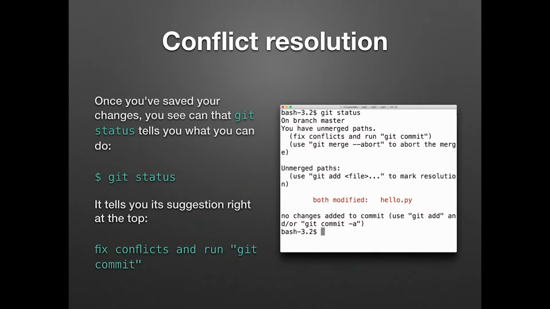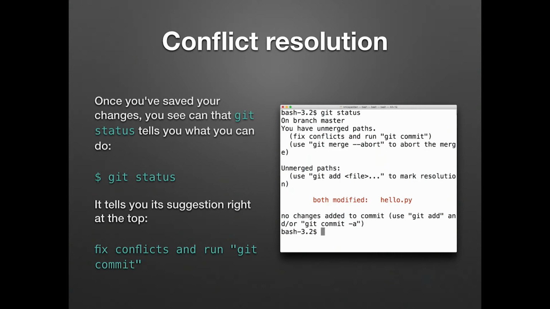Once you've saved your changes, git status again tells you, okay, you're now in a state where you have to fix your conflicts. So again, Git tries to be very helpful and tell you what your options are to move forward. Here's how you progress from here. The suggestion right here tells you what to do: fix your conflicts, and then run git commit.